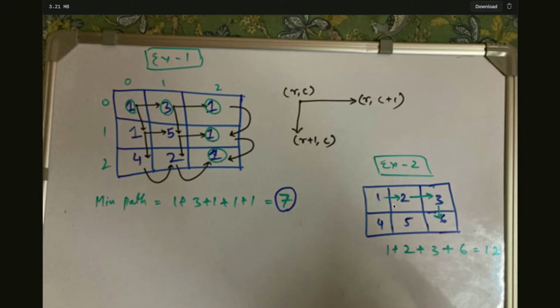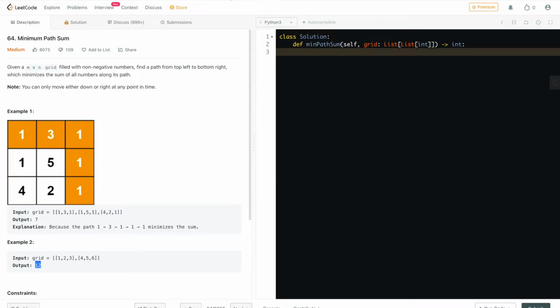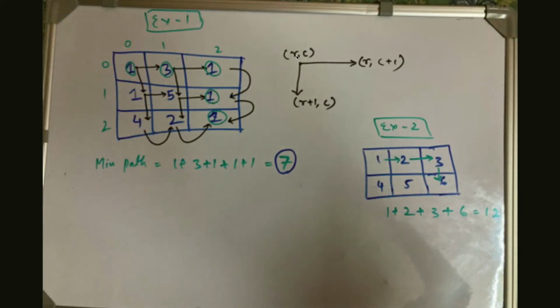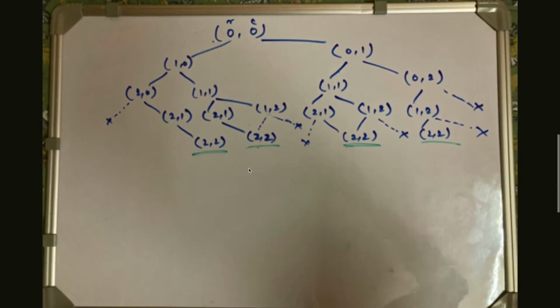This was the second example. In this also, we can take 1, 2, 3 and 6, which will give 12 as our answer. So this was 12. We see that at any cell we have a maximum of two options. So this can be drawn as a decision tree. If we are at 0, 0, we can go either to 1, 0 or 0, 1. Similarly, this tree can be built with all the options, and eventually we will reach the bottom right of the grid, which is 2, 2 in our case because we have taken a 3 cross 3 matrix.